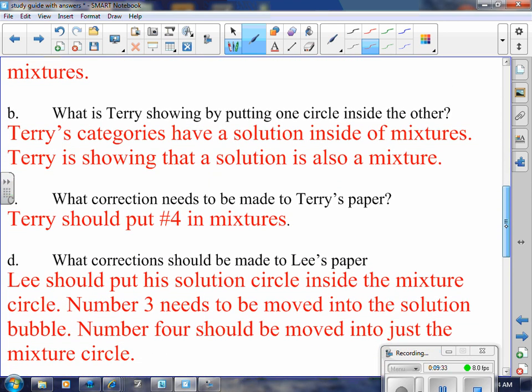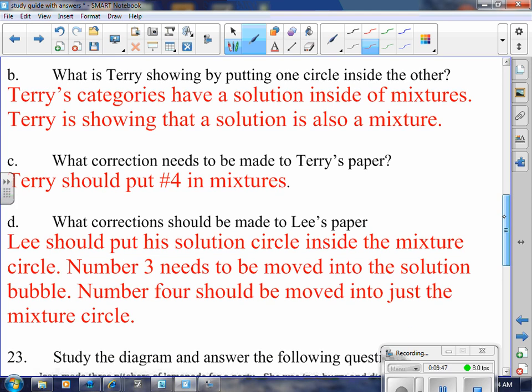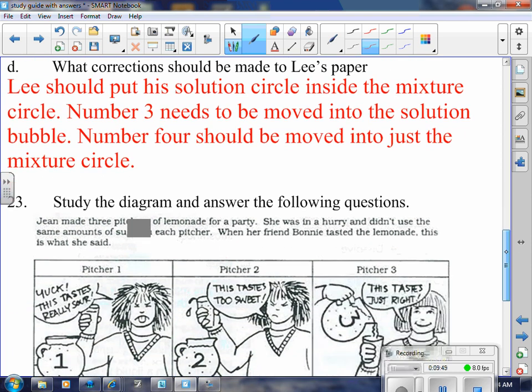Okay, what corrections need to be made to Lee's paper? He's got a lot more. Lee needs to put the solution circle inside the mixture circle because all solutions are mixtures. They're special kinds of mixtures. And number 3 needs to be moved into the solution bubble. Number 4 needs to be moved into just the mixtures circle.